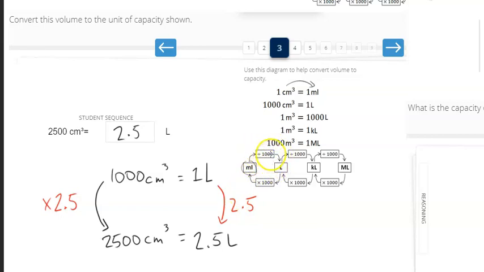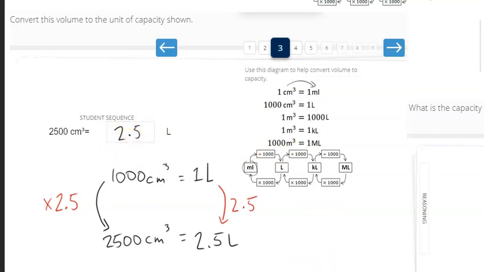So that will be 2,500 divided by 1,000, which gives us 2.5 again. So there are different approaches. However you find easy or easiest for you and see how it fits, go for it, as long as you are getting the correct answer.